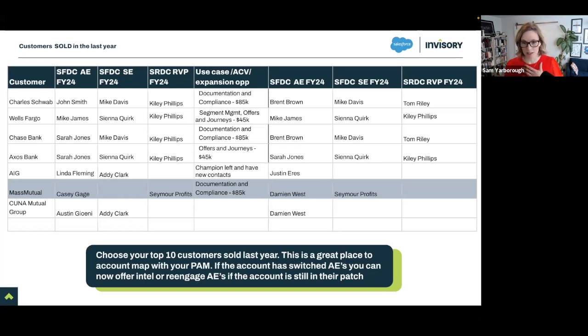Now, you should be able to go to the industry blueprints to look at these use cases. This is a really helpful tool. We can follow up with questions on that later. But what's happening right now at Salesforce is Mass Mutual is likely going to go to a different account executive. So you now have two opportunities to talk with people.